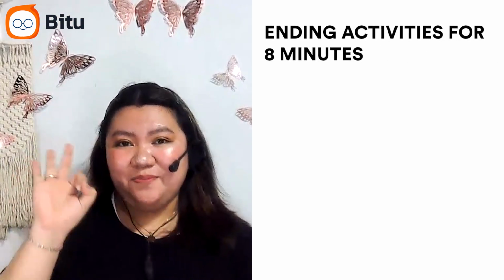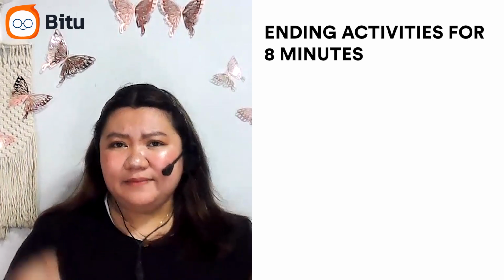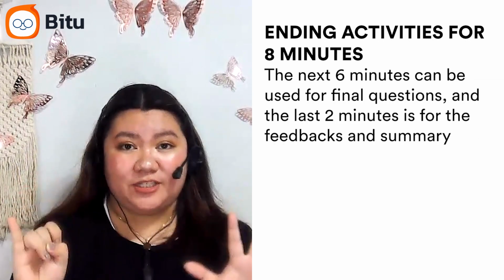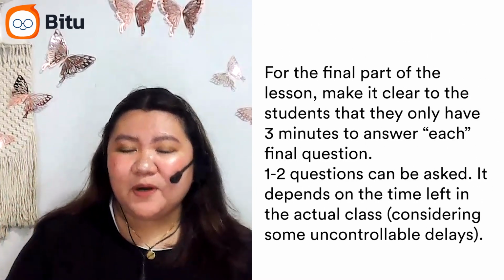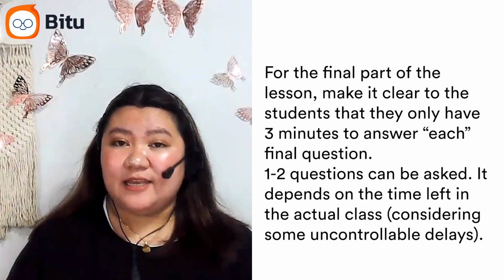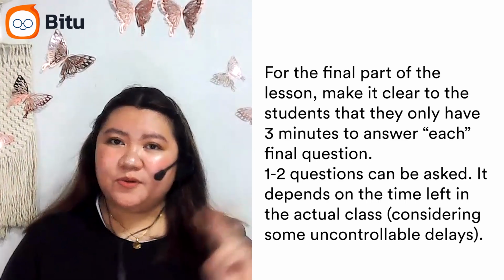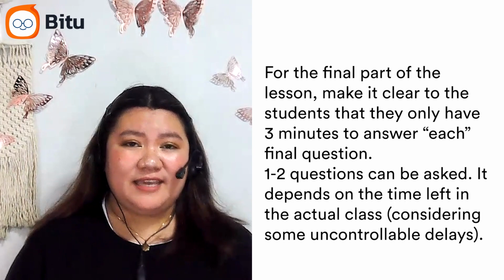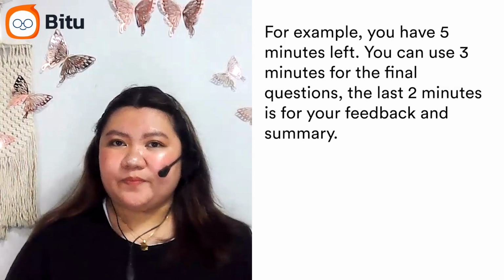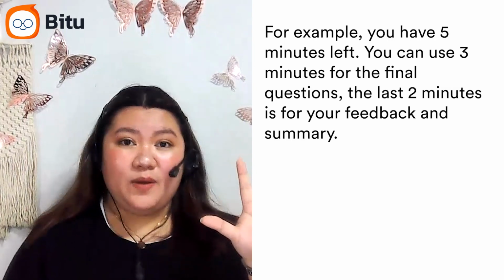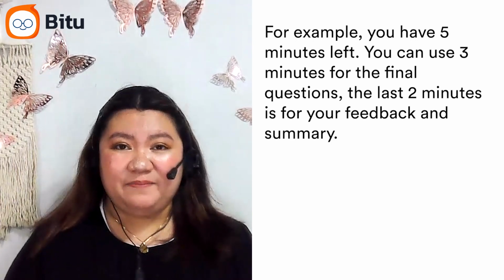Then off we go to part 3, the ending activities for 8 minutes. Basically, 6 minutes is for the final question or questions, and the last 2 minutes is for the feedback and summary. So for the final part of the lesson, make it clear to the students that they only have 3 minutes to answer each final question. 1 to 2 questions can be asked depending on the time left in the actual class, considering some uncontrollable delays. For example, you have 5 minutes left. Then go ahead and use the 3 minutes for your final question. And the last 2 minutes is for your feedback and summary.